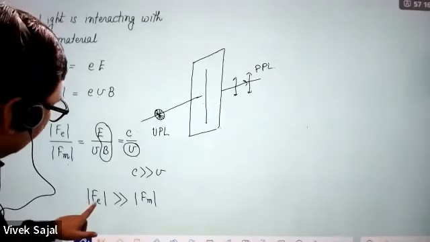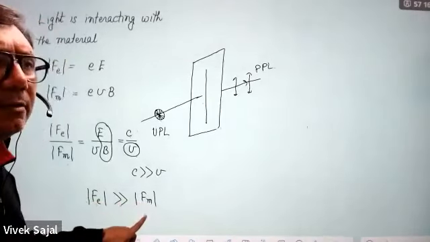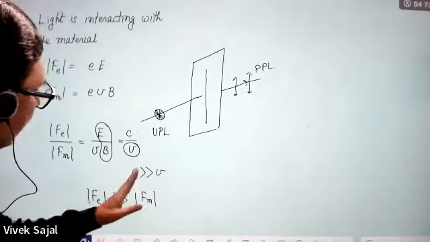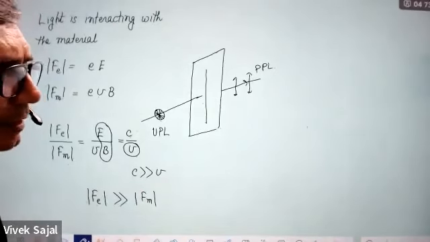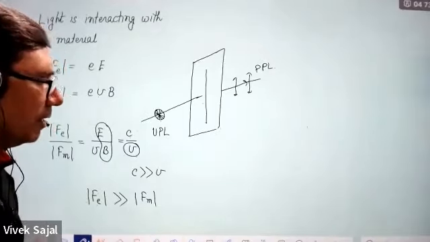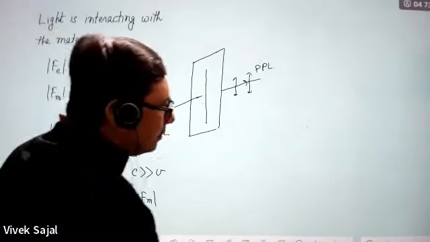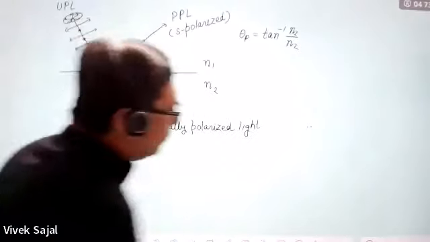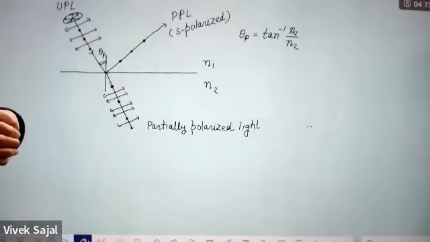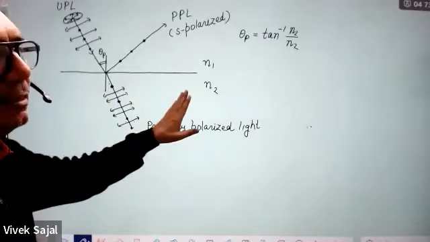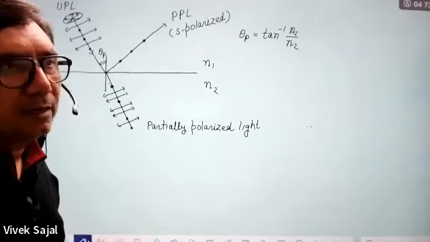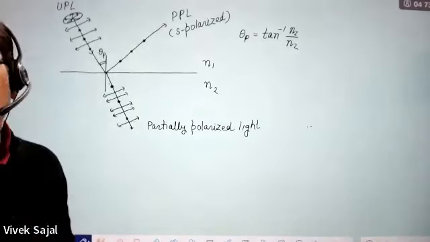Here, Fe is much greater and Fm is negligible, so you are going to deal only with electric vectors. This is the answer to the question of why we deal only with electric fields during the process of polarization. Now, come back to this. With the help of this, one can very easily produce plane polarized light from unpolarized light. Next is Malus law.